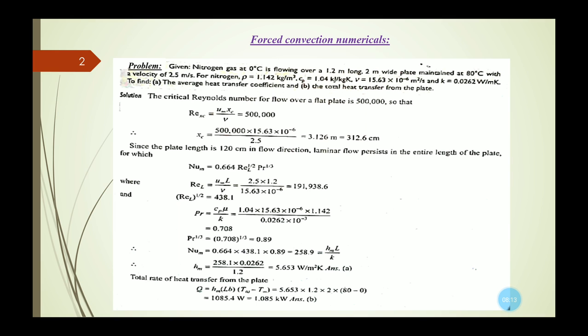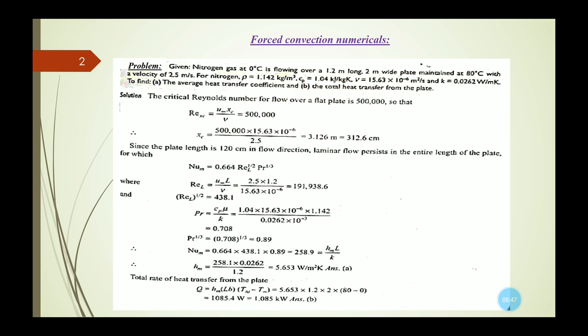So putting all these values of the Reynolds number and Prandtl number in the formula of the Nusselt number, we can calculate the value of Nusselt number, which we are getting as 258.9. So from this value we need to calculate the average heat transfer coefficient. So how to do that? Again, we know that the formula of the Nusselt number is hL by k. So this h is now the mean or average heat transfer coefficient. So hL by k equals 258.9.